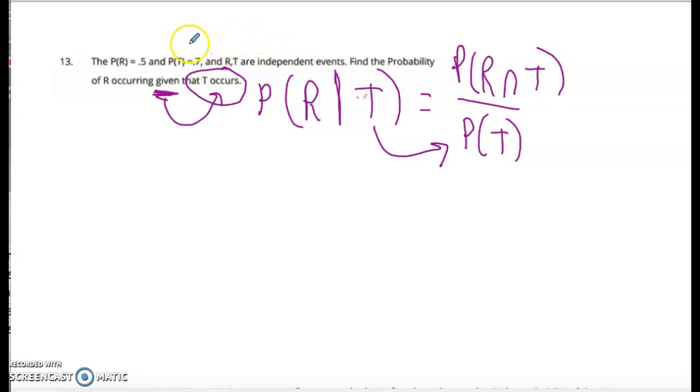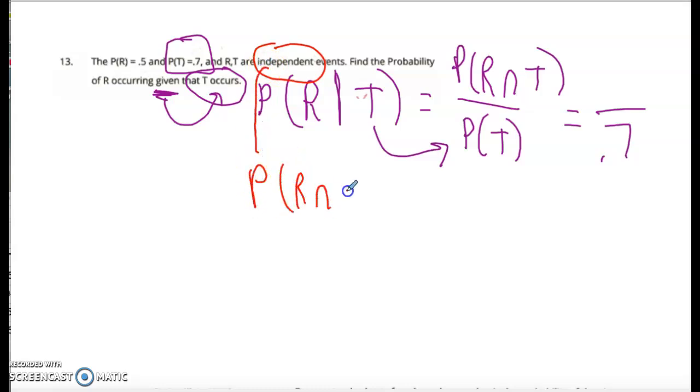And so this is the probability of T right here. It's 0.7, so that's the bottom. And the top is the intersection, and because this says that these events are independent, only because they're independent do I know that the probability of R and T is equal to the probability of R times the probability of T. If that piece of information weren't in there, I wouldn't be able to do this extra calculation.